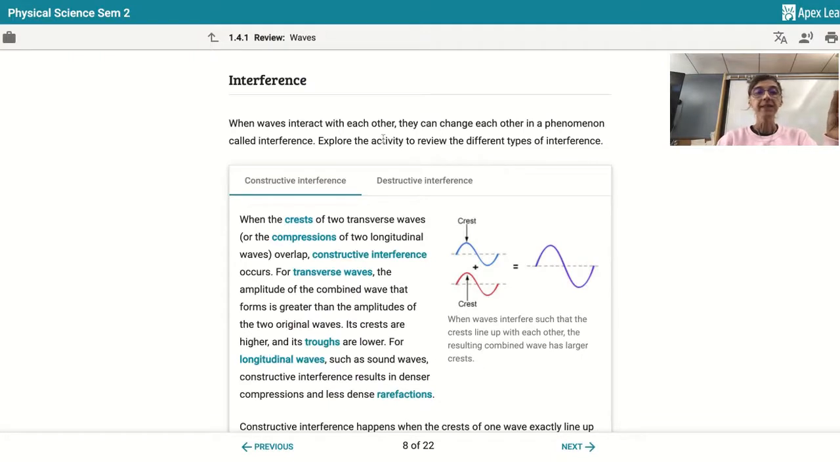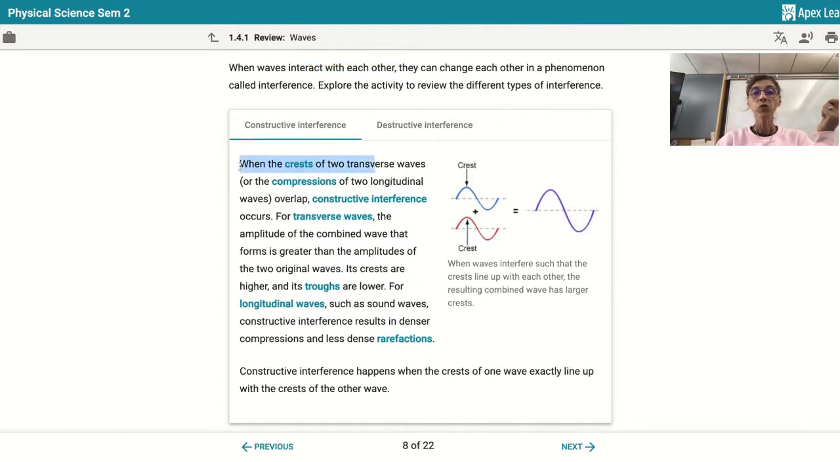Okay, interference. When waves interact with each other. So this is like, what if two waves get to the same space at the same time? What happens? Do they just not interact? Do they make one huge wave? Do they cancel each other out? What happens? Okay, so that's called wave interference.